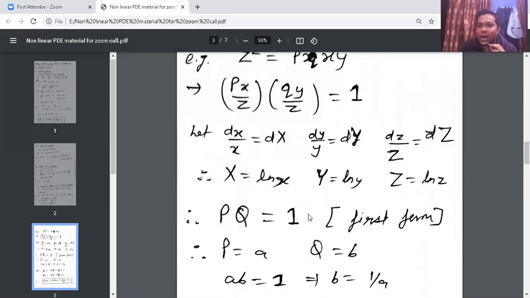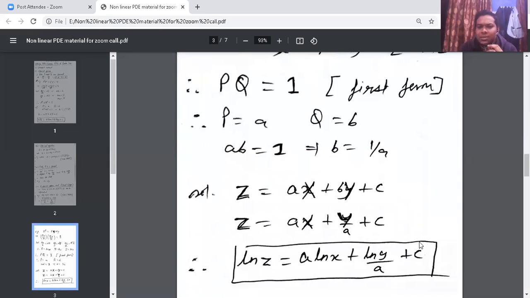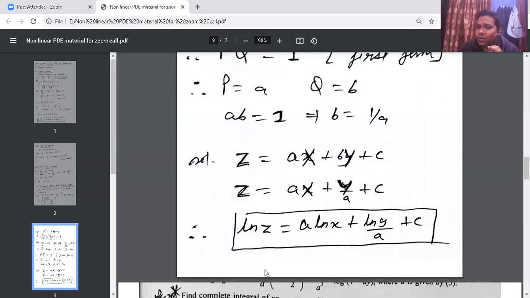In first special form, we know that we can simply put p and q equal to a and b respectively. So I put p equal to a, q equal to b, that is ab equal to 1, b equal to 1 by a. The solution will be z equal to ax plus by plus c. You can easily get the solution, because dz equal to p dx plus q dy, and therefore dz equal to a dx plus b dy, and when you integrate, z equal to ax plus by plus some constant c. That's why I have written directly in this form. And then I can replace b by 1 by a, it will come out to be z equal to ax plus y by a plus c, ln z equal to a ln x plus ln y by a plus c.